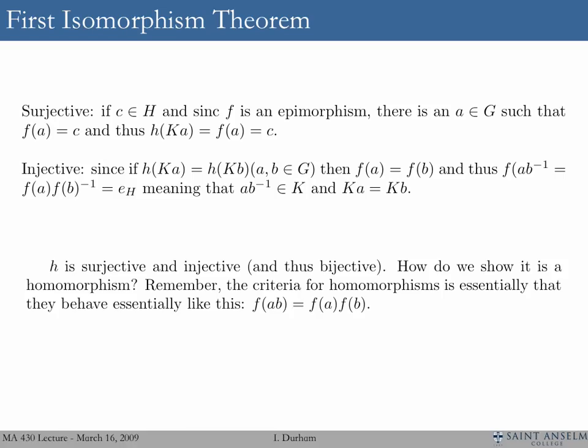So basically what we know is that h is surjective and injective, which means it's bijective. So it's one-to-one and it's onto. But how do we show that it's a homomorphism? Well, this is like the big thing to take out of this. What's the criteria for homomorphisms? It's basically that they behave like this: f(ab) is equal to f(a) times f(b).